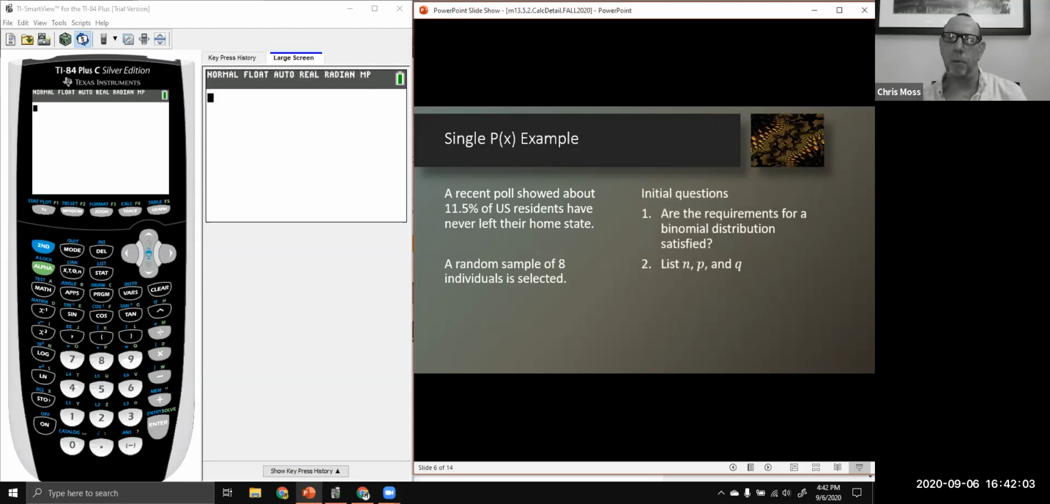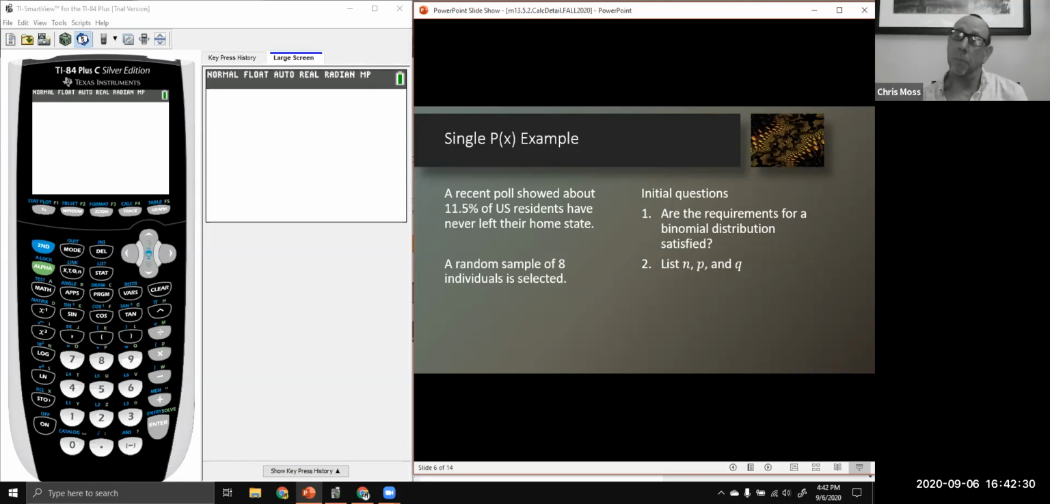Now, before we get to any probabilities, there are a couple of initial questions that need to be addressed. Are the requirements for a binomial distribution satisfied? If they're not, I'm not going to be able to use these tools. If they are, the tools are going to work wonderfully. Then I'm going to list N and P and Q. I'll need N and P to make the calculator work. I'll need Q to calculate the parameters for the distribution, which will happen in my next video.